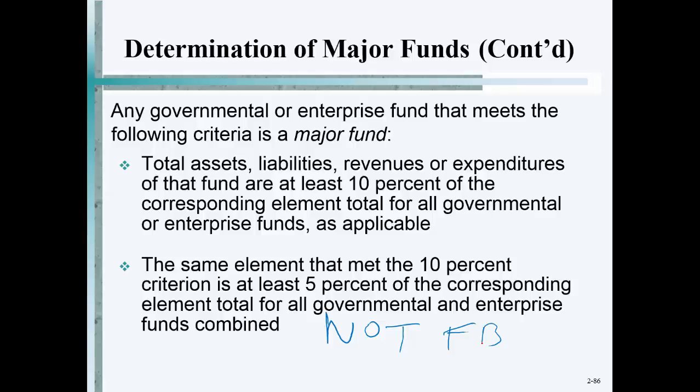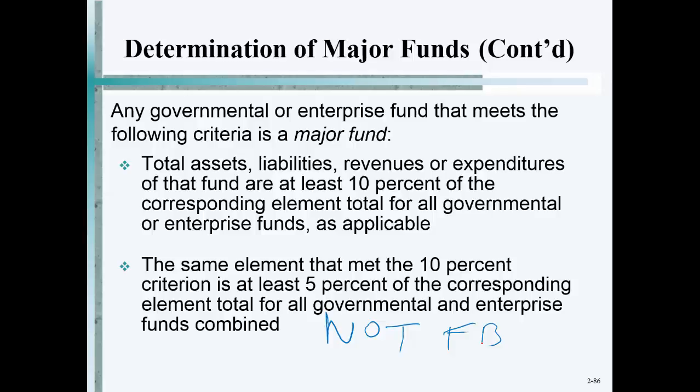But it's two tests that you apply to every single line item on the financial statements except what? Except fund balance. So it's assets, liabilities, revenues, expenses, right? And the fund just needs to meet the 10% and 5% test for any one of those line items. And if they do, they are considered a major fund, and they have to be reported where? On the face of the financial statements.